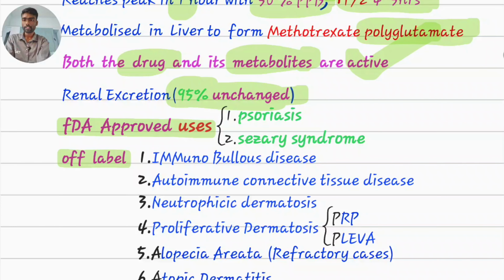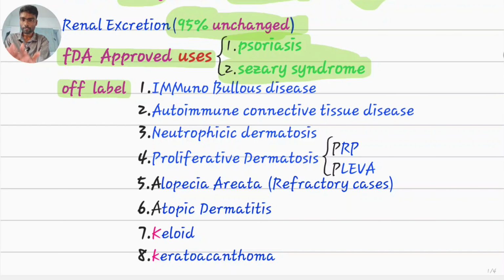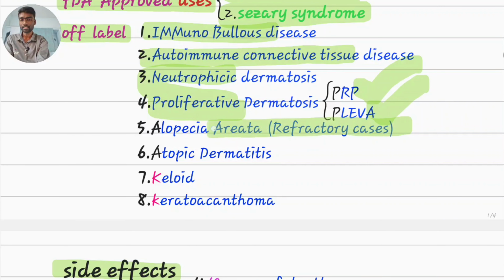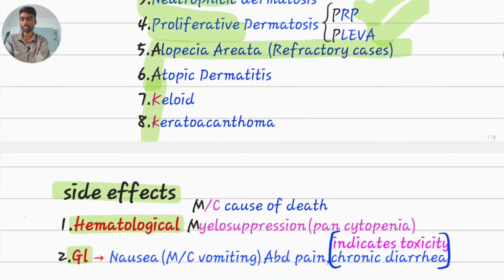Coming to FDA approved uses, there are only two. One is psoriasis, another is Sézary syndrome. Rest of all are off-label uses: immunobullous, autoimmune connective tissue, neutrophilic and proliferative dermatosis like pityriasis rubra pilaris, pityriasis lichenoides et varioliformis acuta, refractory cases of alopecia areata, atopic dermatitis, keloid and keratoacanthomas.